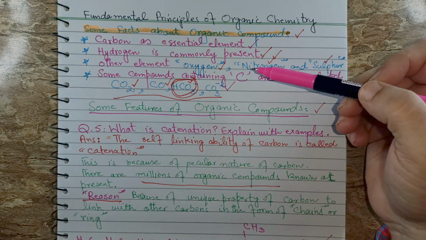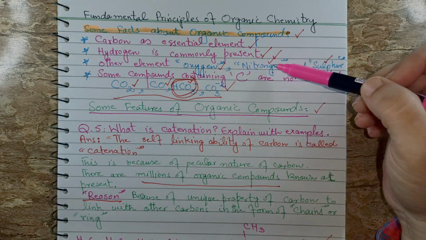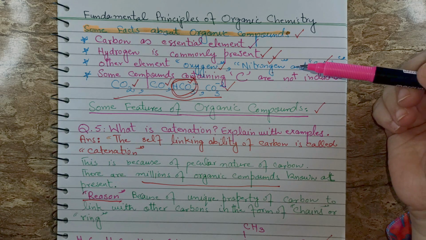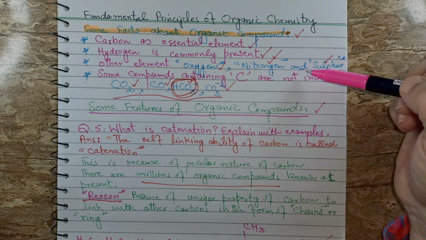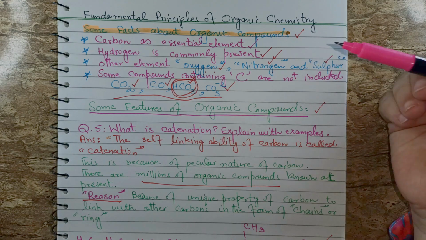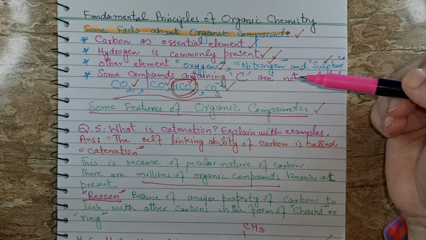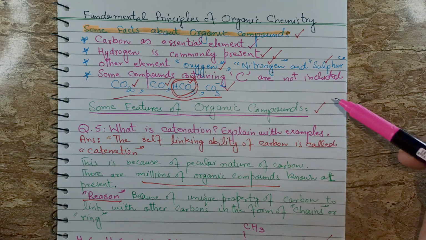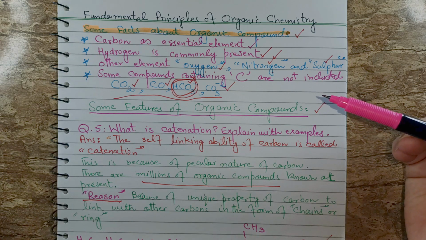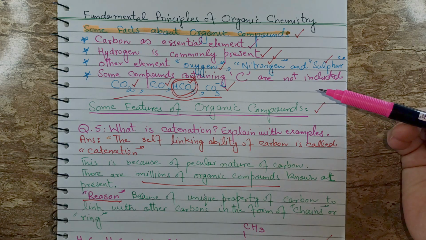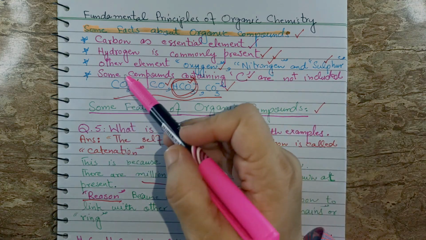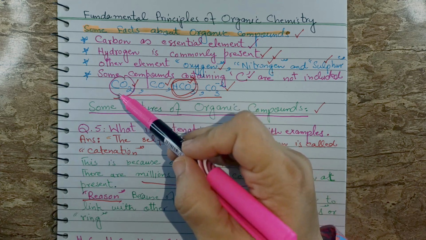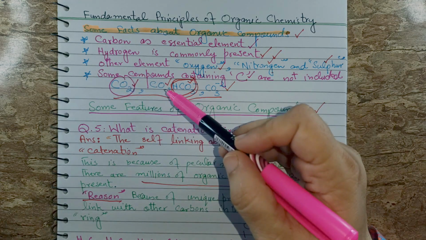But if we want to place oxygen, nitrogen, and sulfur, then we have to remove one of the hydrogens present in the organic compound. In this way, we will get derivatives of hydrocarbons as we have mentioned in question number 1. Some compounds containing carbon are not included in organic compounds. As you can see in this example of carbon dioxide, carbon is present, but carbon dioxide is studied under inorganic materials, not under organic materials.